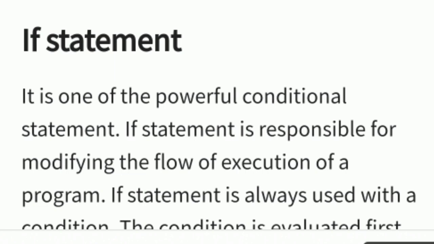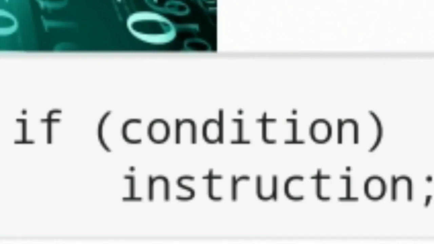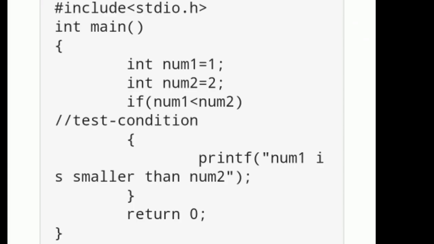We have a program for the if statement. #include <stdio.h>, int main, a function. The curly brace starts, that means the open brace. int number1 = 1, int number2 = 2, ended with a semicolon. Every line ends with a semicolon. Then if (number1 < number2); here the comment is the test condition. The comment is only used for understanding purposes.